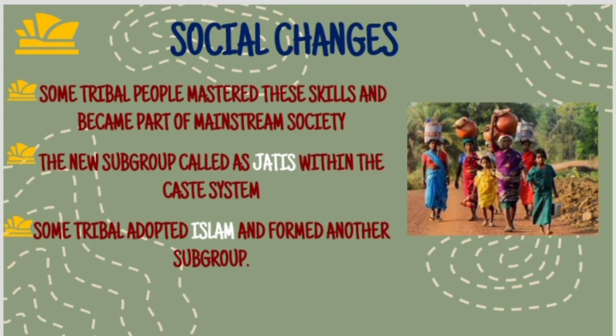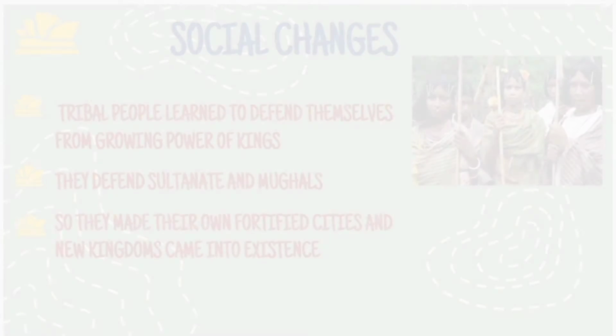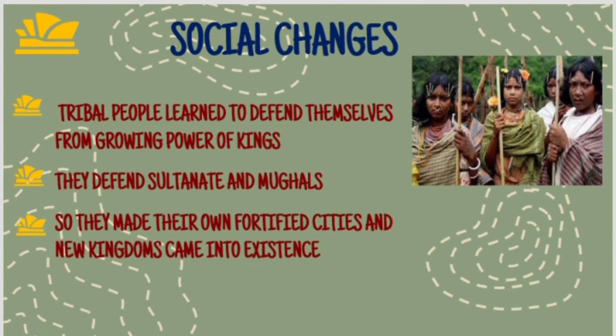Some of the people also adopted Islam because they liked the religion. So they started to move to the religion and they followed it. These tribal people and nomadic people learned to defend and protect themselves because the Delhi Sultans and Mughals were troubling them. So they learned how to defeat and defend against them. They created their own towns and own kingdoms and made their own kings among themselves.